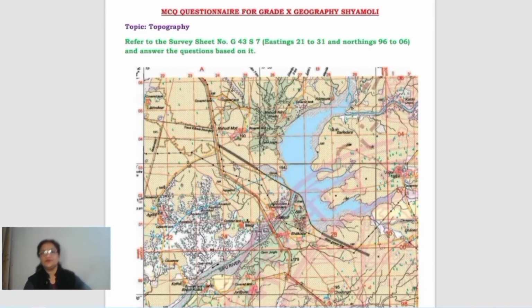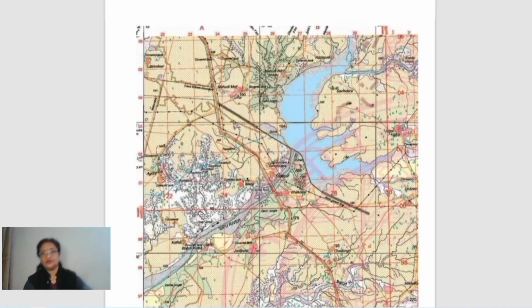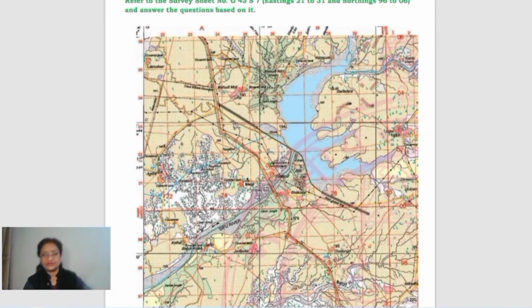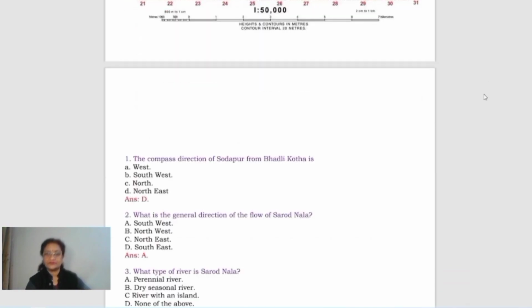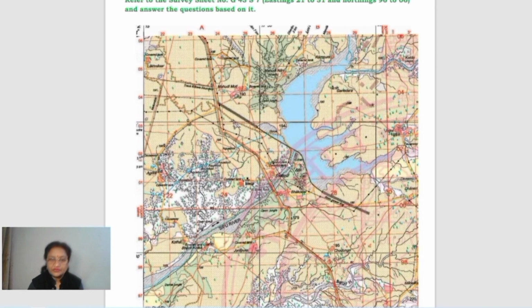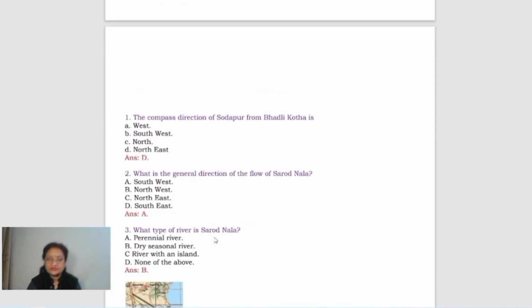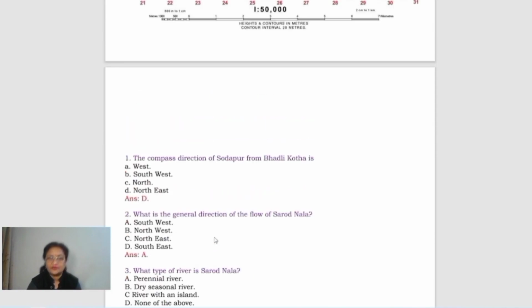Now let's move to the next question set. In this you can find another topo sheet has been given to you. Now let's see the questions related to this. Now question number 1. A compass direction of Sodapur from Bhadli Kotha. This is Sodapur. You can see here along this river. Clear? Sipu river. Sodapur. And this is Bhadli Kotha. So 2 are there. And what is the direction asked? Compass direction of Sodapur from Bhadli Kotha.